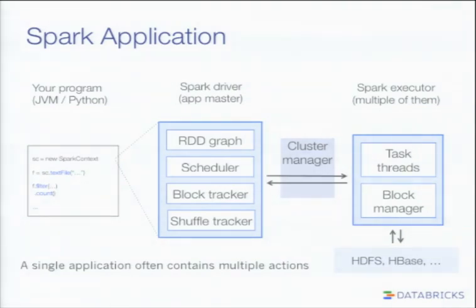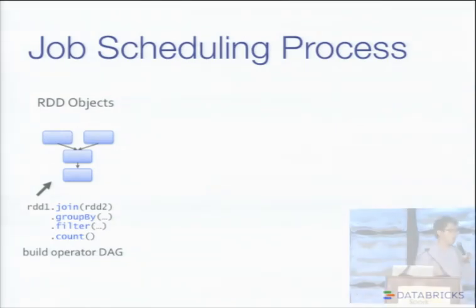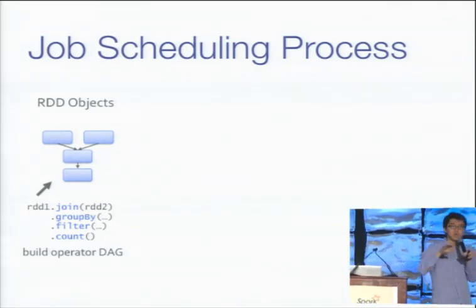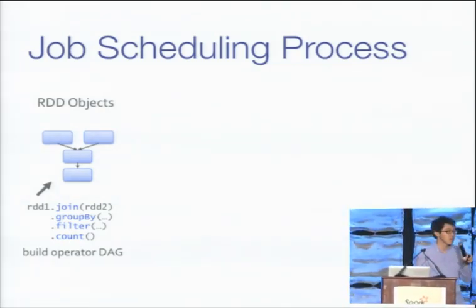This is one big difference here. And then a single application can usually run multiple actions, and each action will kick off one Spark job. So how do we actually run jobs? Let's say I have a very simple program: RDD1 join RDD2, doing a group by and filter, and then finally a count, which is the action. When you create all these RDDs, if you look into the implementation of these functions, what they do is just create a new RDD and define the dependencies, partitions, compute function, preferred locations, and all of that. It's actually very simple.